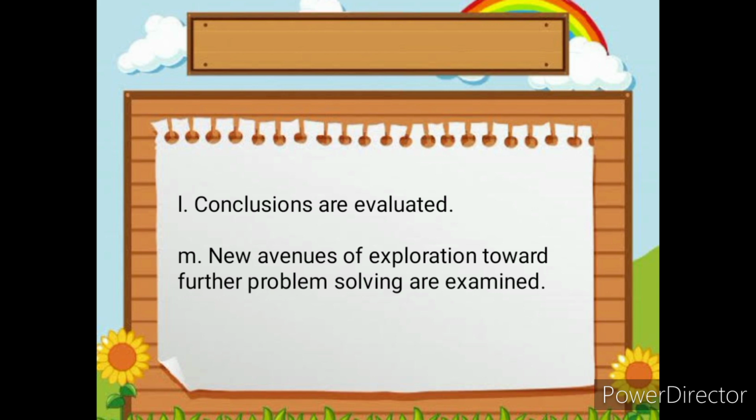And the last one is new avenues of exploration toward further problem solving are examined. This means that there is more exploration towards your problem to be examined. There's always room for new exploration. So those are the 13 ways on how to proceed following a core-centered design of curriculum, according to Faunce and Bossing, 1959.